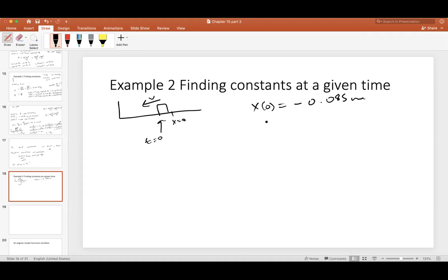It happens to be negative 0.85 meters. And the velocity at time 0, so we start checking on this thing and it's already moving to the left with a velocity of 0.92 meters per second. And finally, we're somehow able to deduce that it has a positive acceleration. It obviously does, because the force from the spring is trying to push it back as the spring is getting compressed. And what we want to know is what is x of t, what is v of t, what is a of t, etc. What is the energy at any time?